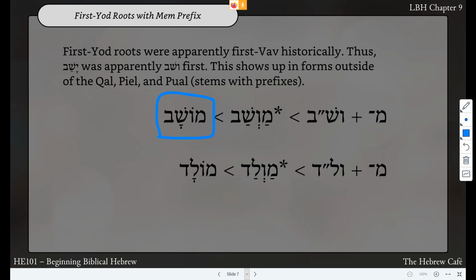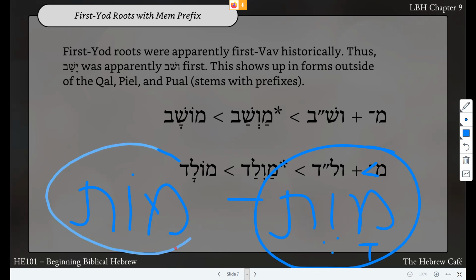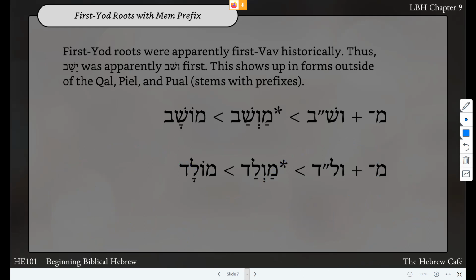Moshav. The same with the word yalad or valad. It's maulad becoming molad. Molad is the place where you're born. We see it also in the word death. The word death is mavet. When it goes into construct, it would have historically become maut, but that maut also becomes mot. Mot means death, death of someone. The normal form is mavet, and the construct form is mot. It's the same thing happening historically.